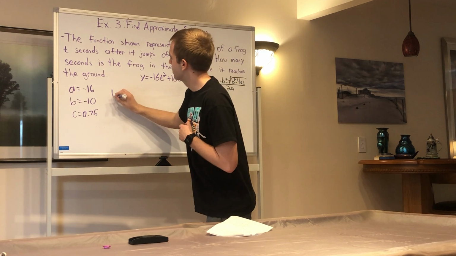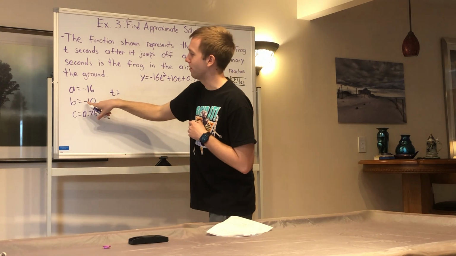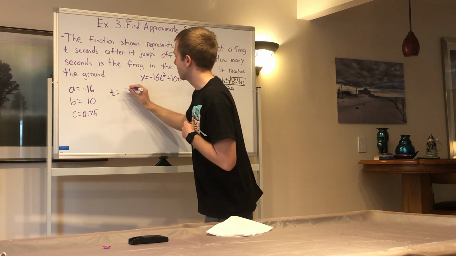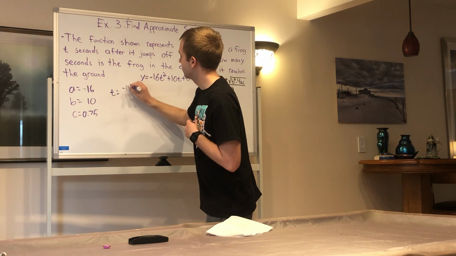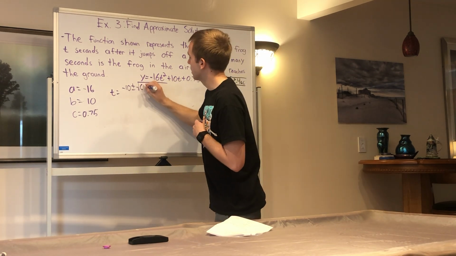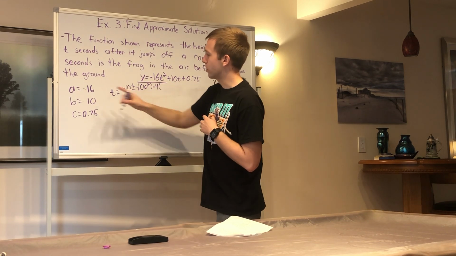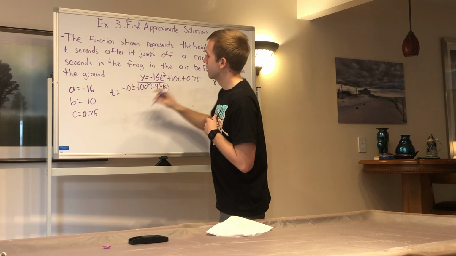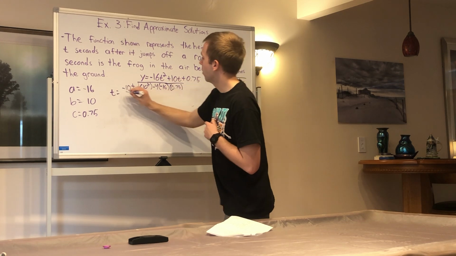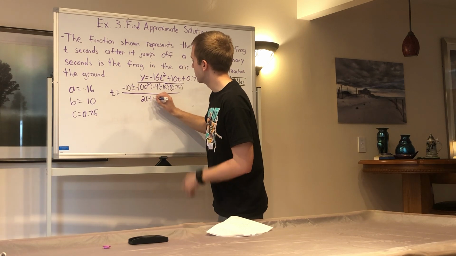So we will have t equals the opposite, b was positive 10, got ahead of myself. B is positive 10, but when we go substitute in, now it will be a negative 10. So t equals negative 10 plus or minus the square root, b squared, so 10 squared, minus 4 times our a, negative 16, times our c, 0.75, all over 2 times our a is negative 16, so 2 times negative 16.